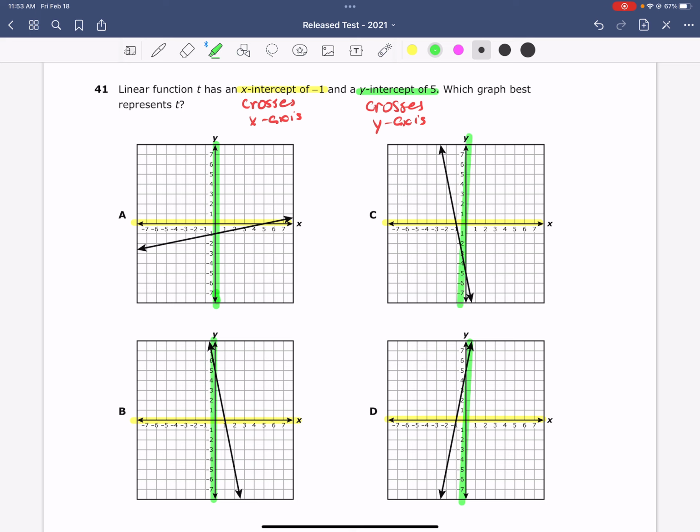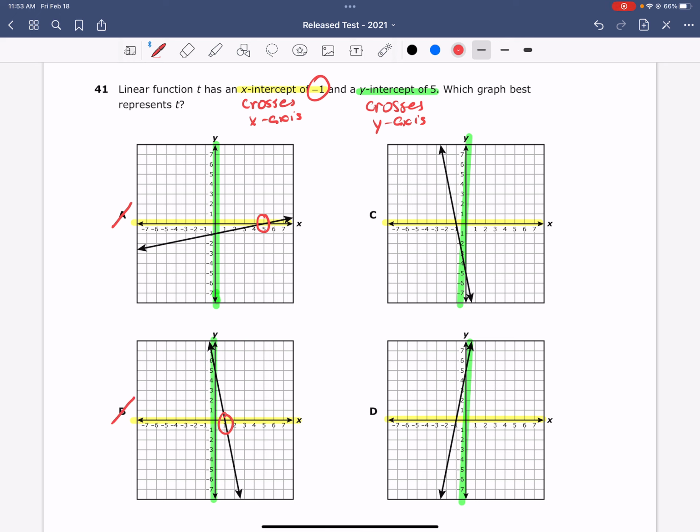So we are looking for, where does the graph cross the x-axis at -1? Well, in letter A, notice that we cross the x-axis here at 5. A is not the correct answer. In letter B, we cross the x-axis at +1, not -1. B is not the correct answer.